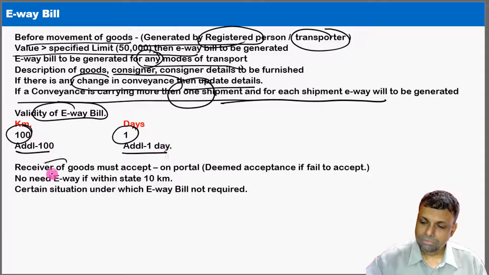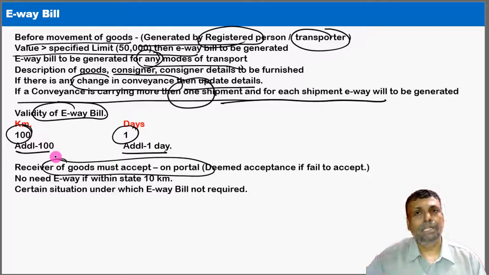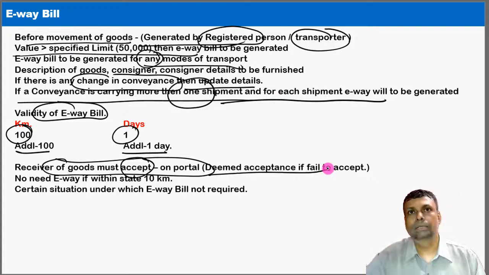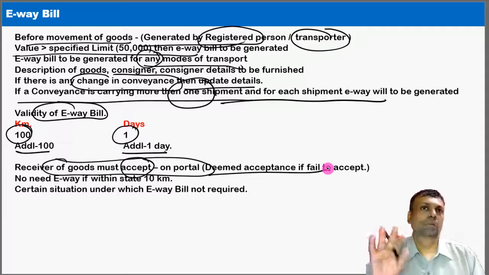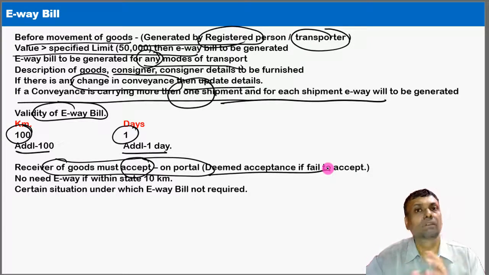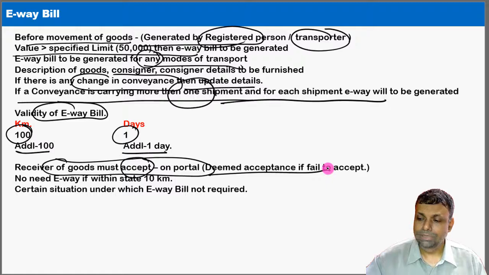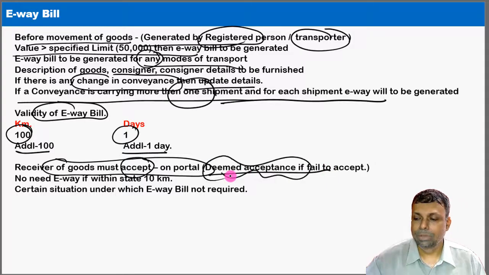Now, the receiver of the goods at the end of the consignment. Supposing I am transporting goods and they are already transported. The person who actually received the goods must accept on the portal that he has received them. Basically it's an electronic confirmation. And if that person does not do that, then the law says it is as good as deemed to have been accepted. Such provisions have already been made.